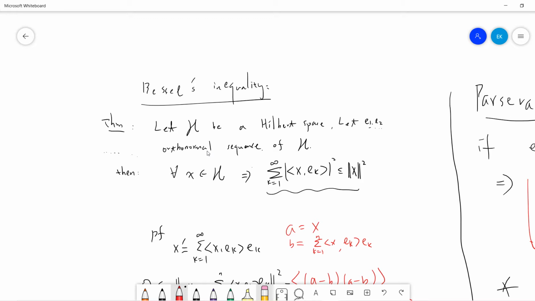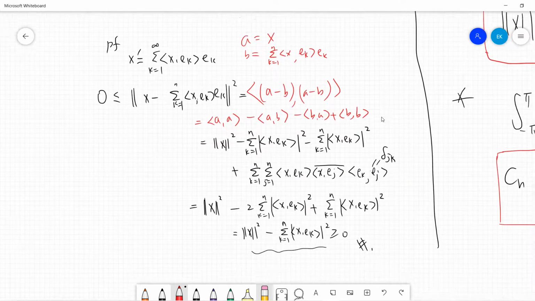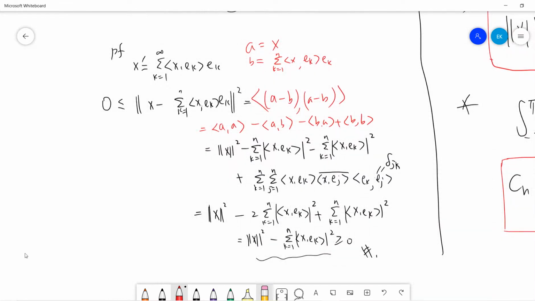it's obvious that the norm, the length of this vector, will be greater than or equal to the sum of the squares of each component. So this theorem is very intuitive, and the proof is very easy. I already wrote down the details.